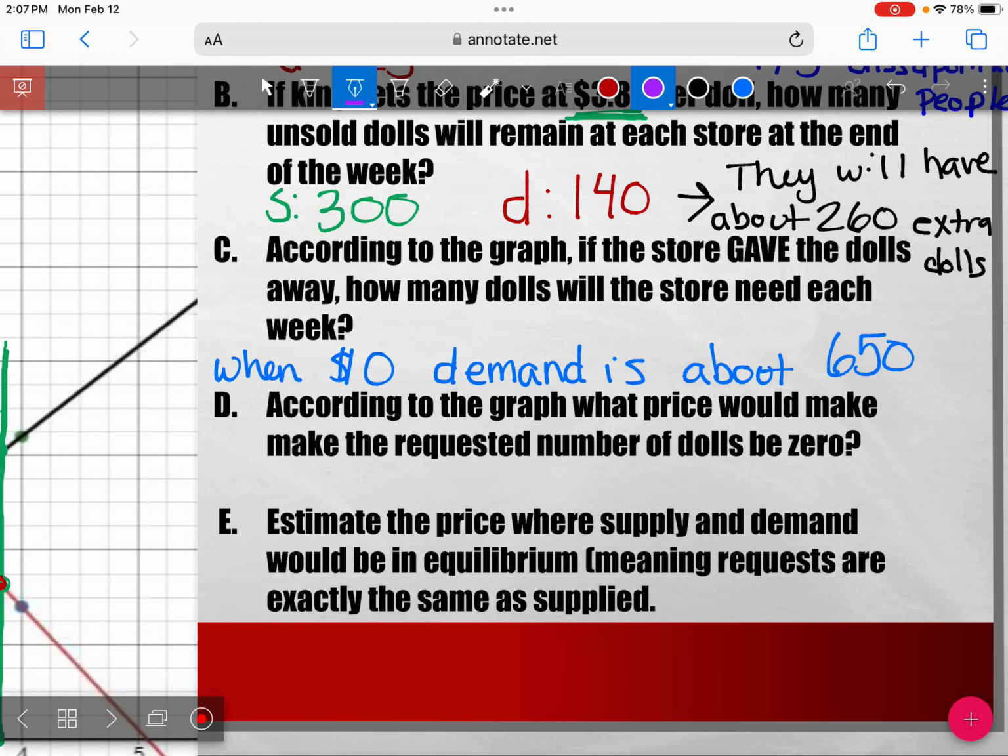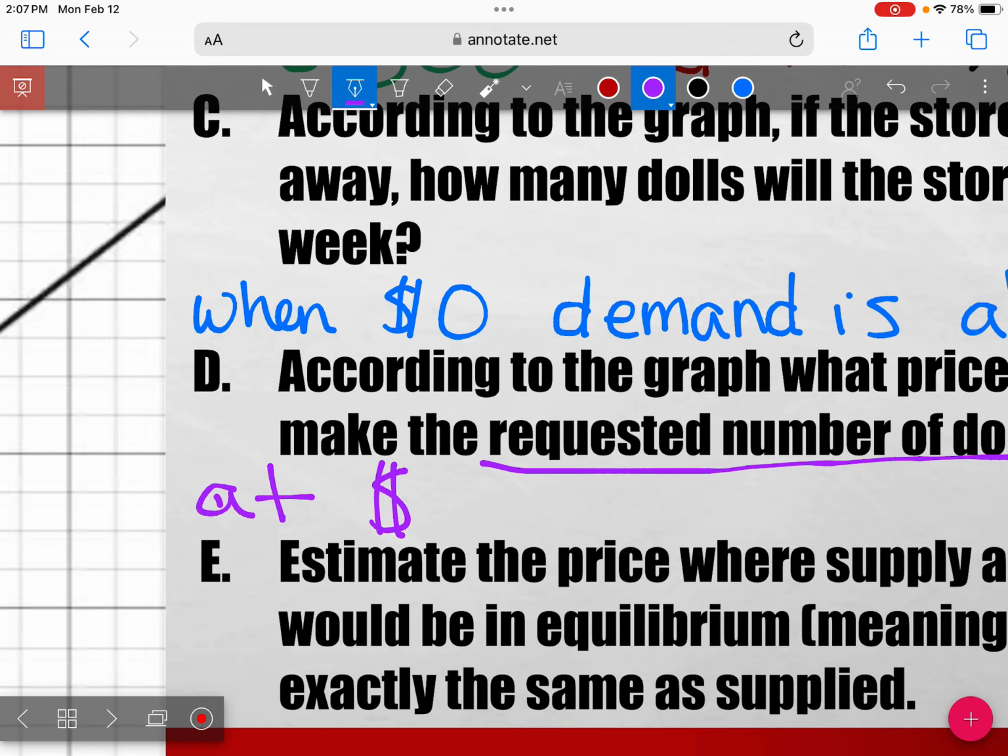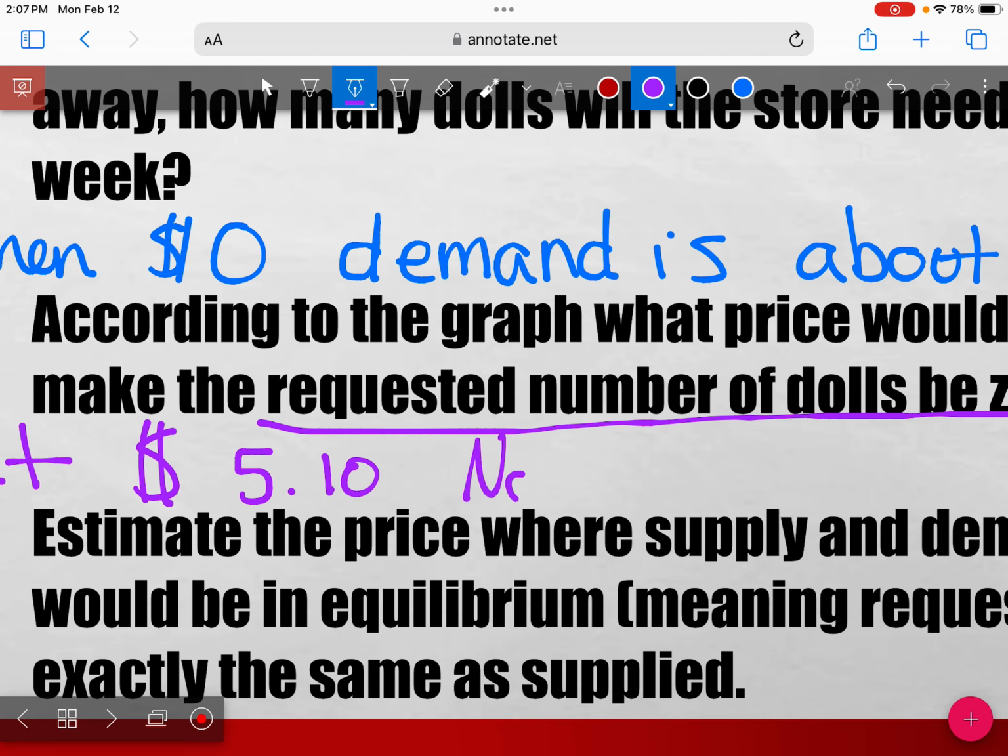What price, according to our graph, makes the requested number of dolls be zero? So at what point did everybody go, I'm not willing to pay that much for a doll for a burger chain? At what price does everybody go, nope? Yeah, like 5. Maybe a little bit higher. Mine looks like it's slightly higher. Maybe it's 5.10. I don't know. Nobody wants that doll.